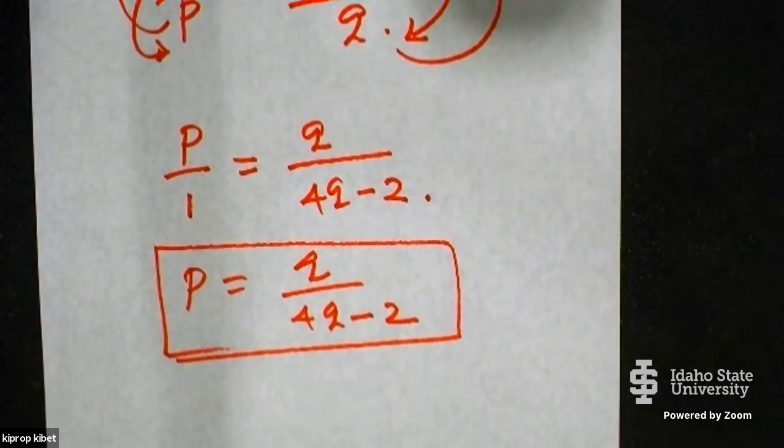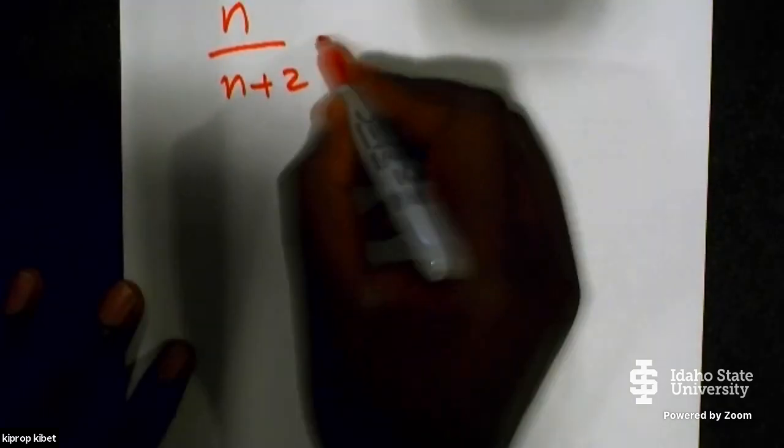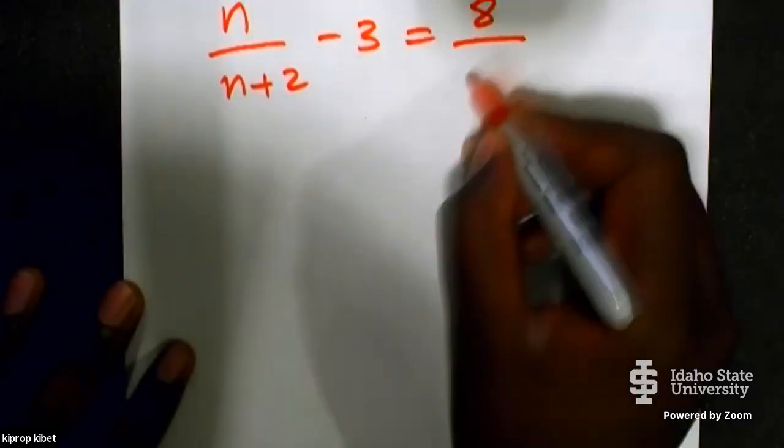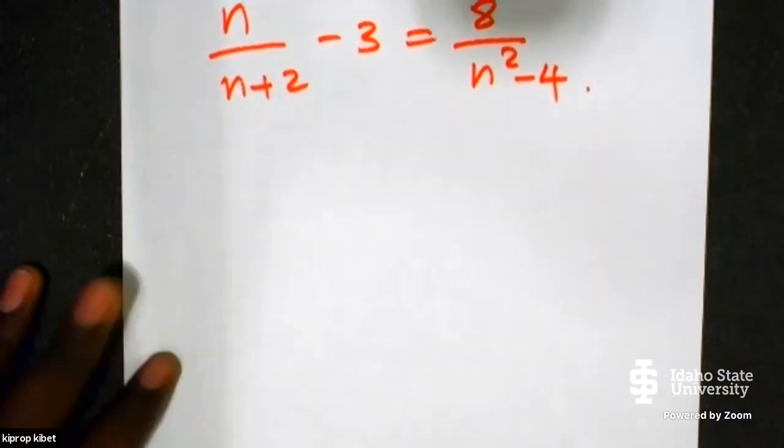Okay, so let's do the last one in the next 1 minute. You can be given: solve n all over n plus 2 minus 3 equals 8 all over n square minus 4. Solve that.